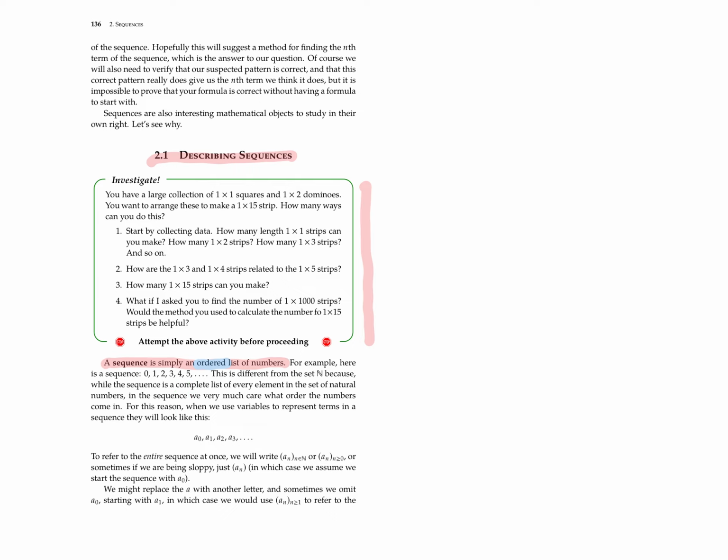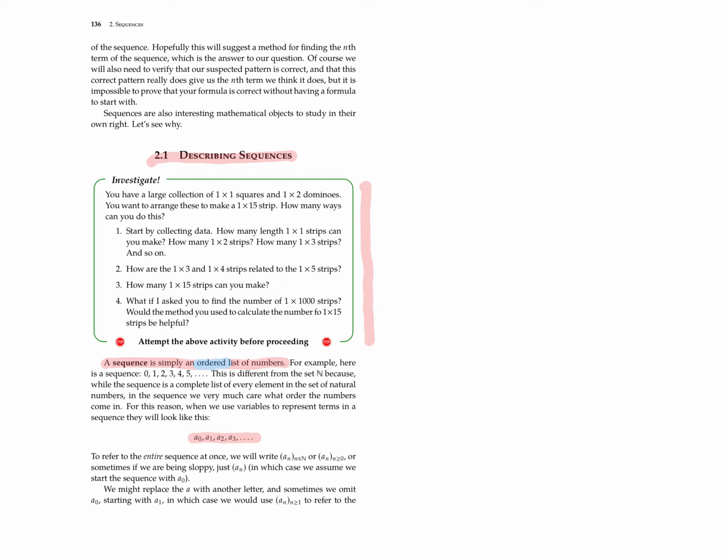Okay, this is different from the set, the natural number set, because while the sequence is a complete list of every element in the set of natural numbers, in the sequence we must very much care what order the numbers come in. So for this reason, very important, we use variables to represent terms in a sequence. Folks, you are used to working with Tn, T1, T2, T3. In Oscar Levin's book, our textbook, we use this notation.